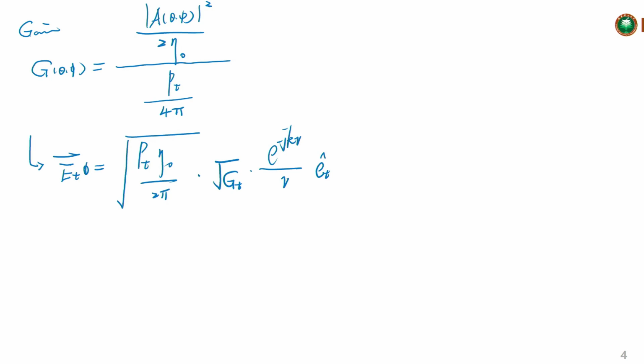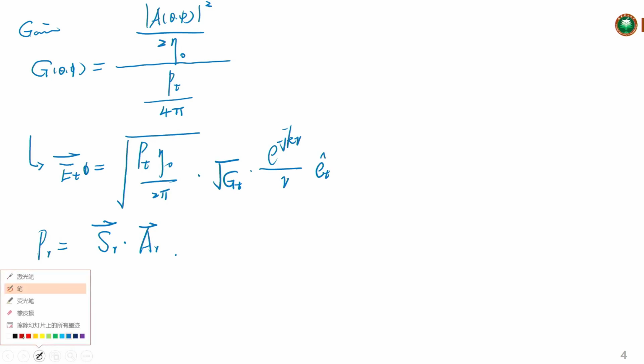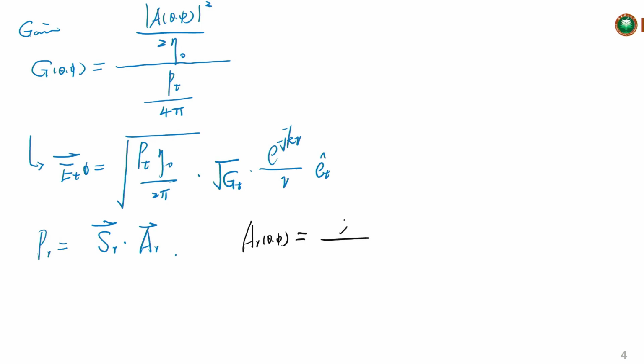And for the receiver side, the received power is the received power density times the effective antenna area, right? So the effective antenna area, the receiver side, it equals the received power density times area of the receiver side, right? So for the receiver side, the actual area of the receiver, we use A_R(θ, φ) to represent it, and it is related to λ square over 4π times the gain of the antenna on the receiver side.